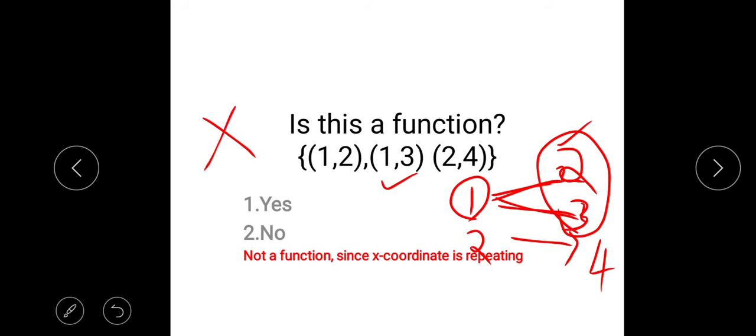So it is very easy, when a relation is given in set notation, to tell whether it is a function or not. How? You can just check whether the x coordinate is repeating. If the x coordinate is repeating, then such relations are not functions. So in this example, you can see that the x coordinate is repeating two times. Therefore, this relation is not a function.